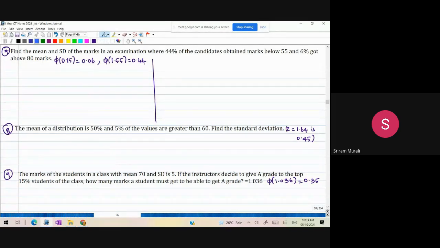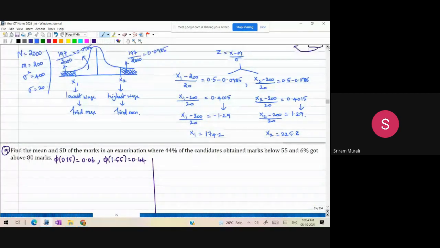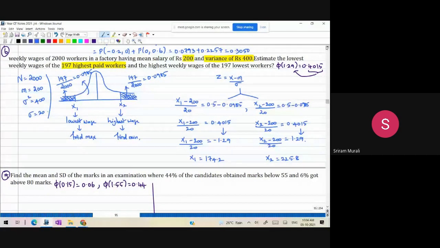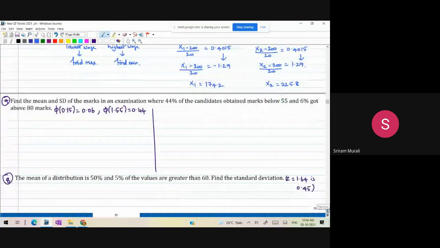Look at this question. Find mean and SD. In the last problem, what did we do? For the given mean and SD and probability, we found x1 and x2. In the present problem, your x1, x2 are given, and probabilities are given. We want to find mean and SD. So we have to find what the mean and SD are for this problem.